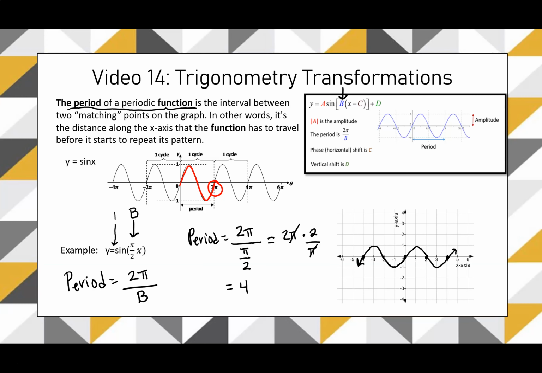And this might feel like, hey, Miss Sorensen, it looks exactly the same, but actually, remember, we're usually ending at 2 pi, and 2 pi is 6.28, right? This is actually ending at 4. So it is different.